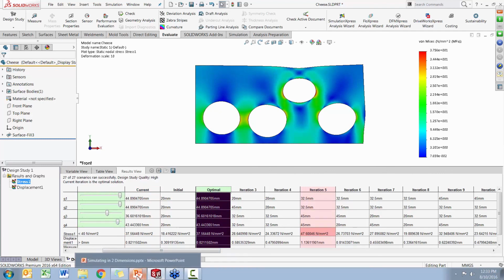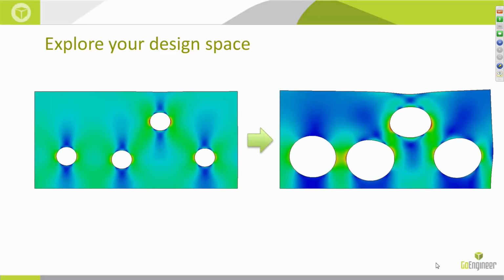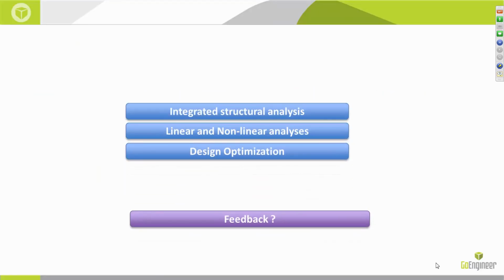Yep, and that's about it, guys. So as a quick summary, what we went through in this little presentation is how we can utilize the integrated structural analysis tools in SOLIDWORKS to give us quick insights into the structural strength of our designs. We took a quick peek at a linear and a non-linear analysis as well, the linear analysis being the crane hook and the non-linear analysis being the three-point bend test.